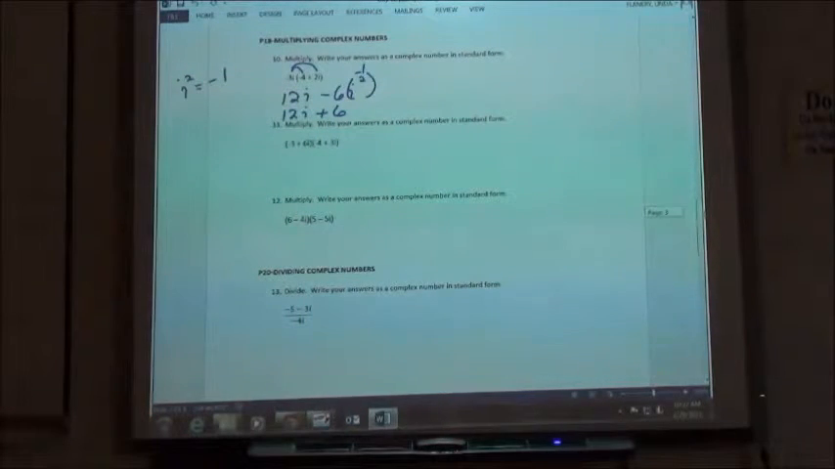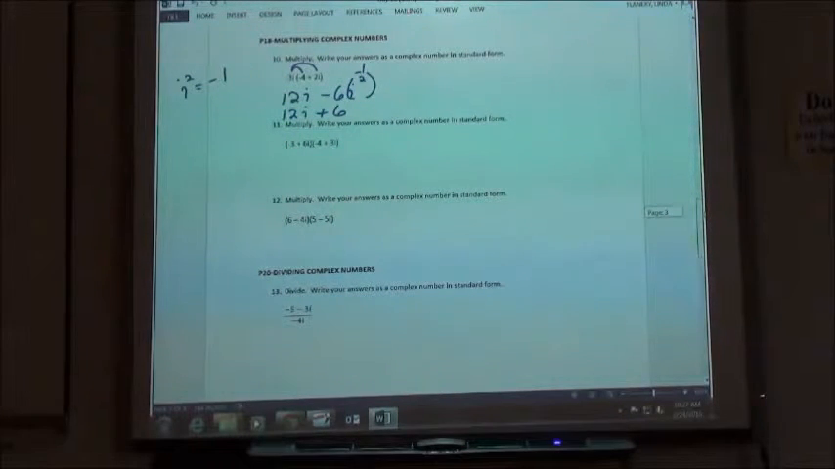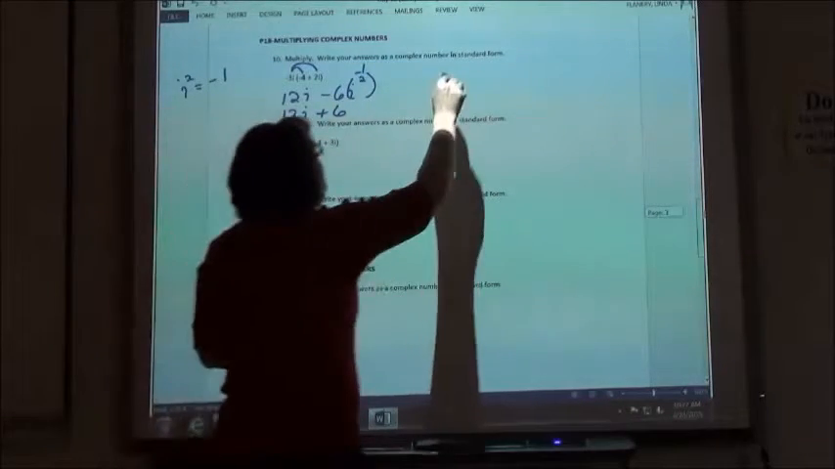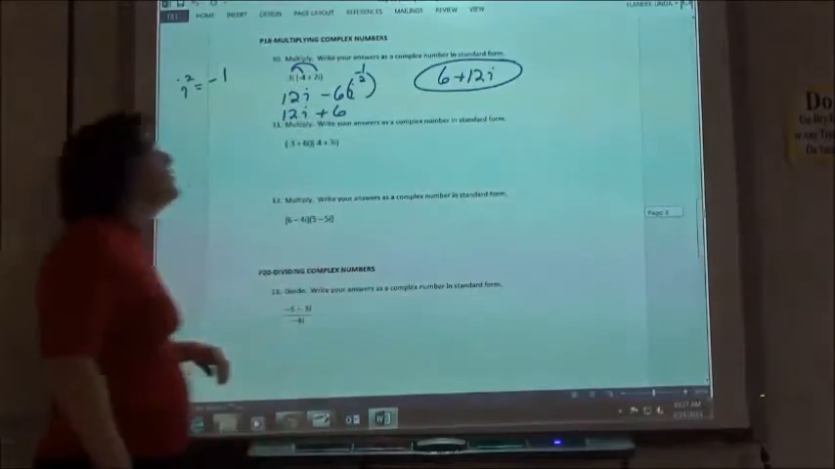Okay? Now we can't combine those. They're not like terms. However, I need my answer in standard form, and my answer's not in standard form. What do I have to do to fix that, to get my answer in standard form? Just switch them around. 6 plus 12i. There's my answer in standard form then.